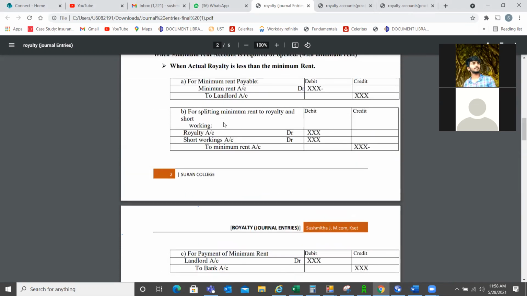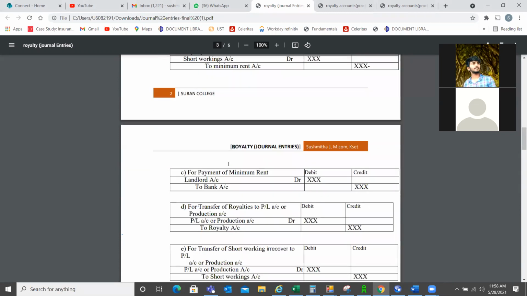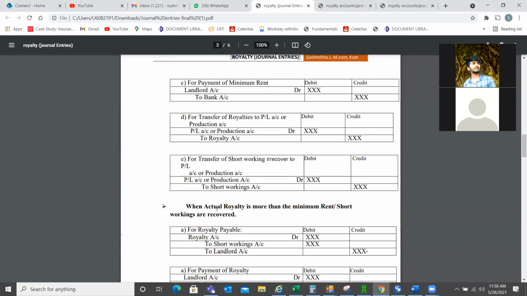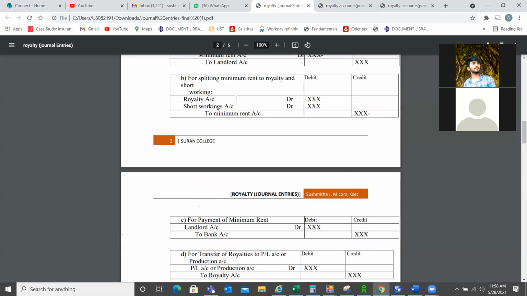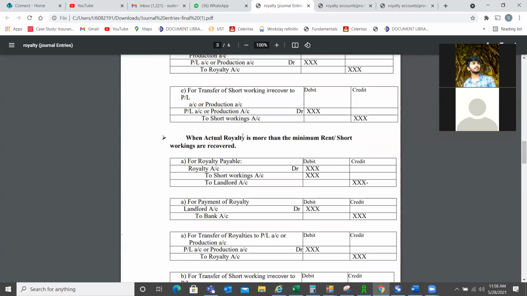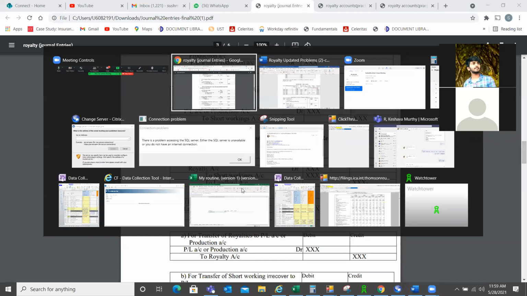So does condition 1 apply or condition 2? Sorry, element 1 or element 2? Is it less than the minimum rent or more than the minimum rent? Element 2. It is more than the minimum rent. So then what is the first entry that we have to record? Royalty account debit to short workings account and to landlord account. Yes, good. Royalty account debit, to short workings account and to landlord account. That we have to write.